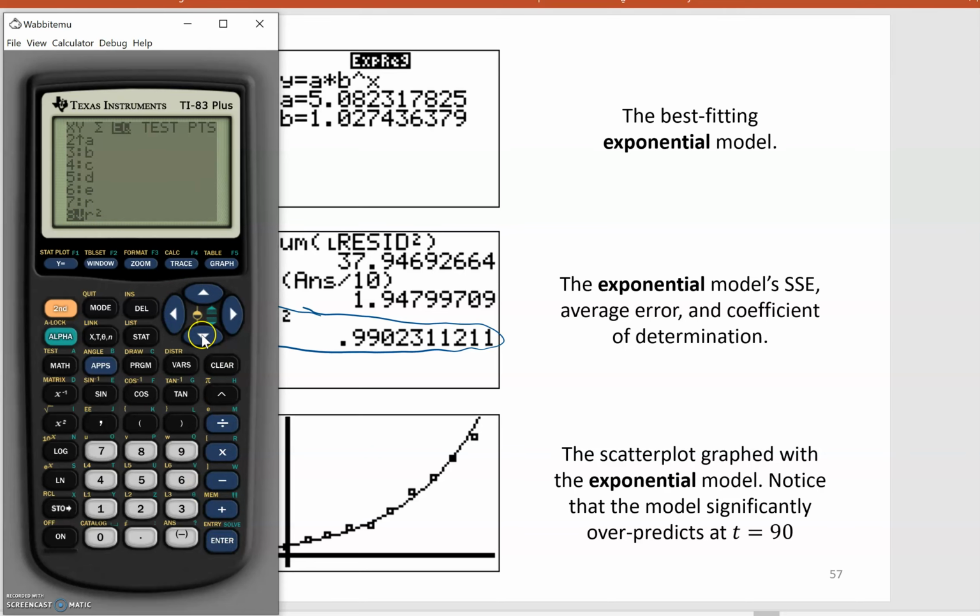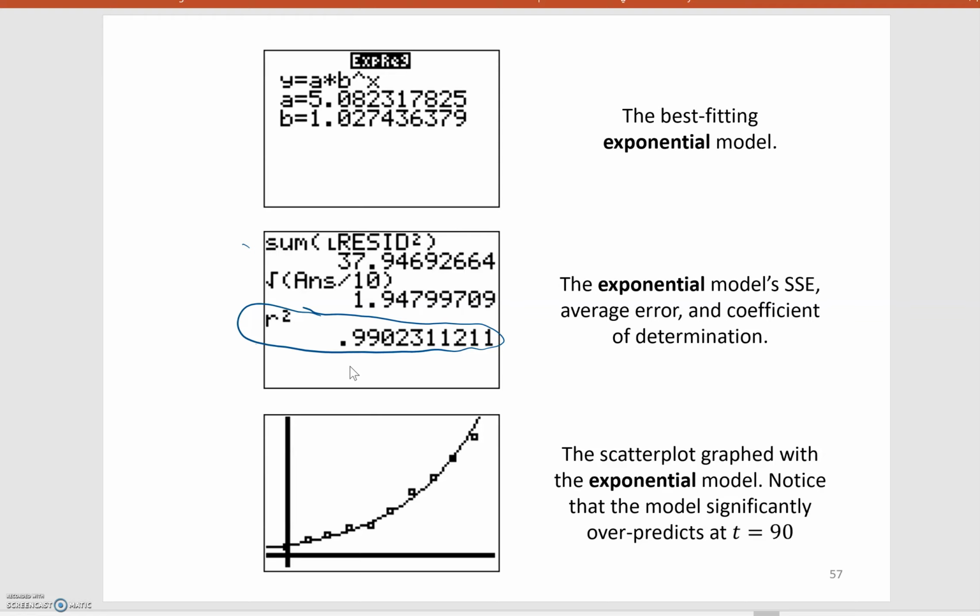Now I want to show you, just so you don't get confused, there's also a big R squared, and for anything that doesn't have a correlation coefficient, this is what we use for the coefficient of determination. So that's a bit confusing, but that's the way it is. So R squared is 0.99023, and that is our coefficient of determination.